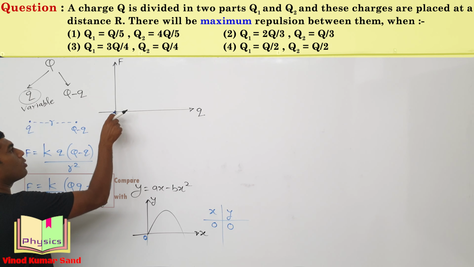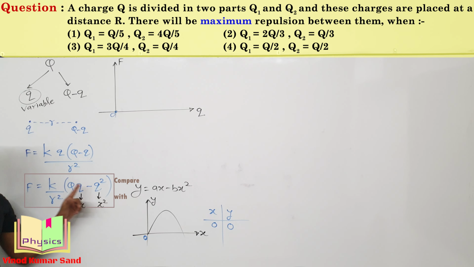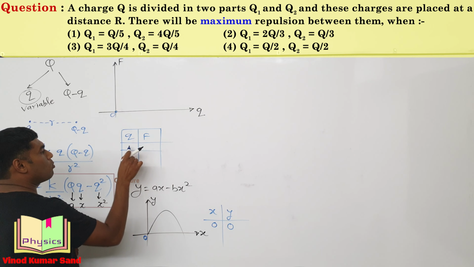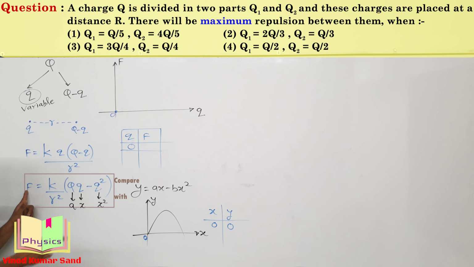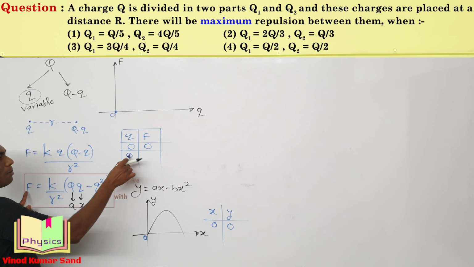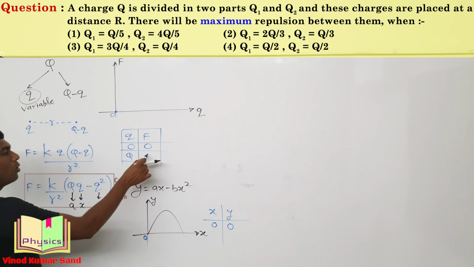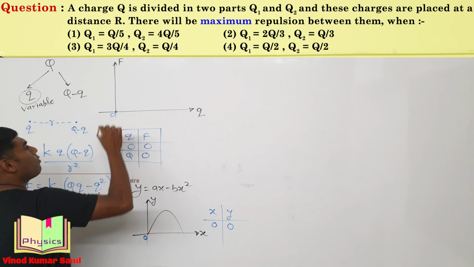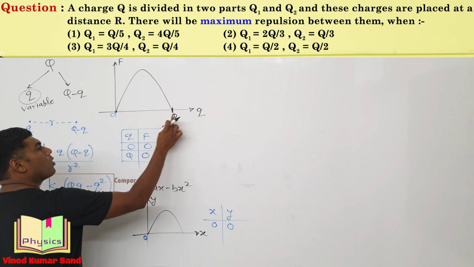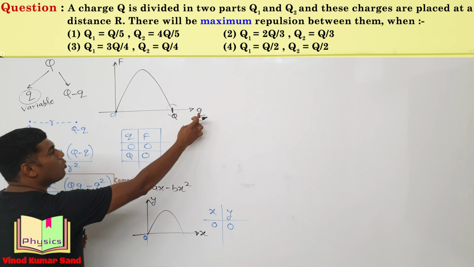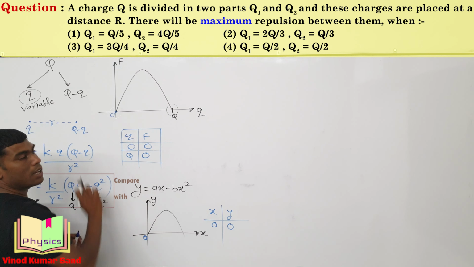When small q is 0, how much will be the force? 0, correct. Let's make a table here, small q and F. Taking small q 0, the F becomes 0. Taking small q as capital Q, what will be the value of F? If we put capital Q here, this is capital Q square, this will also be capital Q square, so this net term becomes 0, so the force is again 0. If we plot the graph, at the value of small q is equal to capital Q, the force is 0. When the small q is equal to 0, the force is again 0.